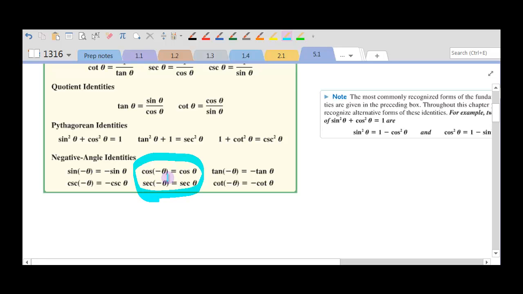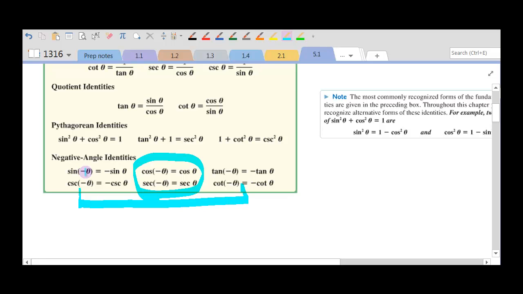These are the only two that are different from the remaining 4 identities, so I want to focus on them first. When I am finding the cosine of a negative angle, that's going to be equal to just the cosine of the positive angle. So the cosine of a negative theta is equal to just cosine theta. In other words, they're the same. Same thing with secant: secant of negative theta is just the same as secant of positive theta. That's different from the remaining 4 over here.